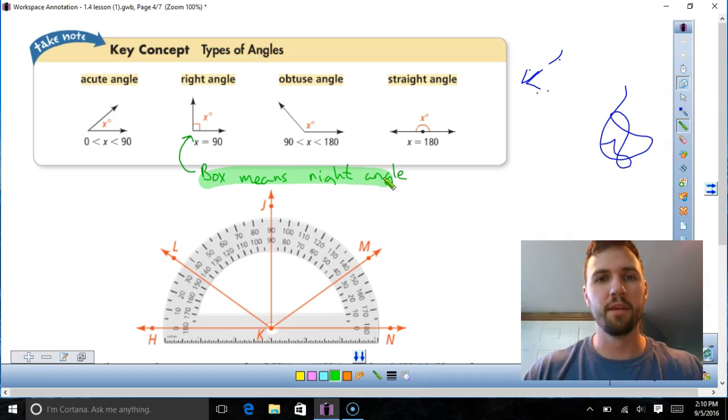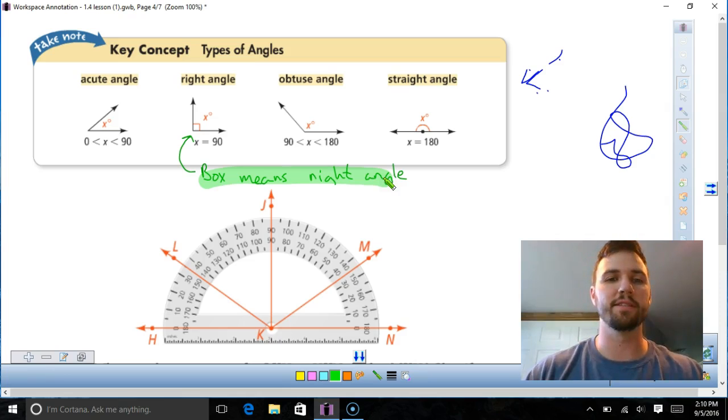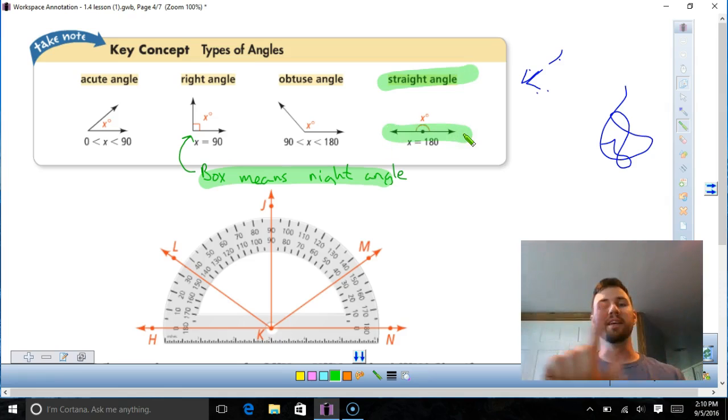You know that. Then you have obtuse angles. Obtuse angles are big. They're the fat angles. They're over 90 degrees, but less than 180. Alright, so that's obtuse. And then you have a straight angle. A straight angle could also be called a line. A line is actually an angle of 180 degrees.